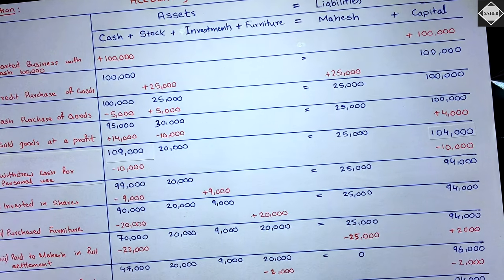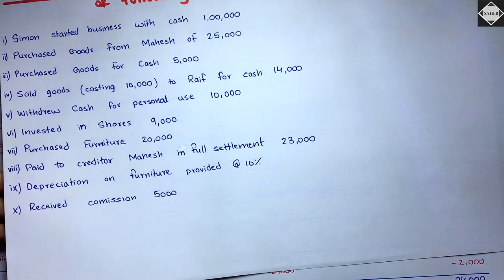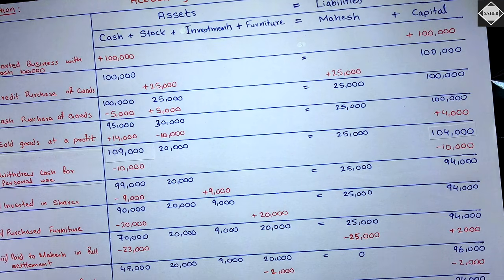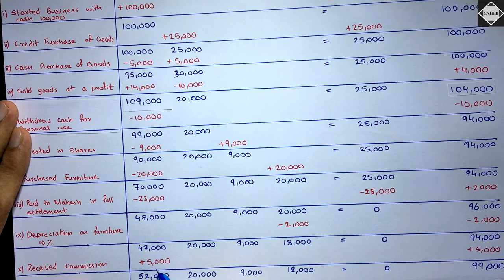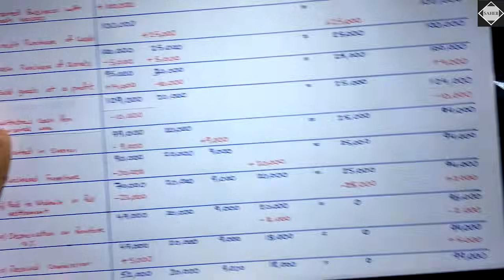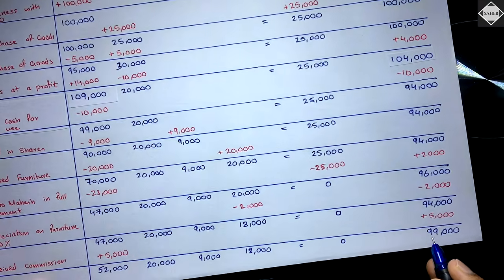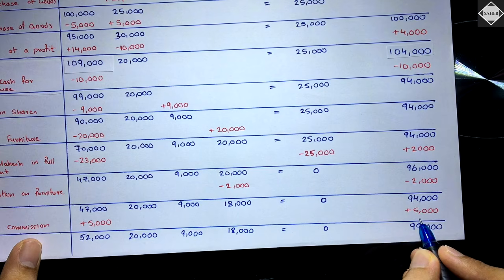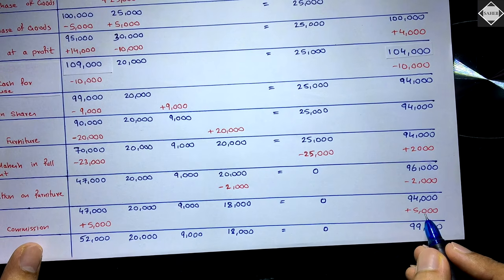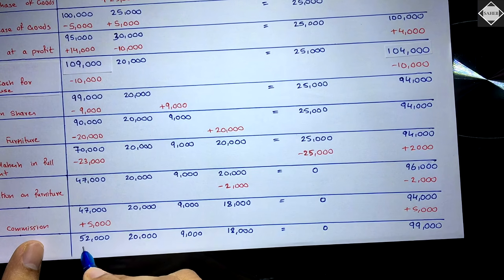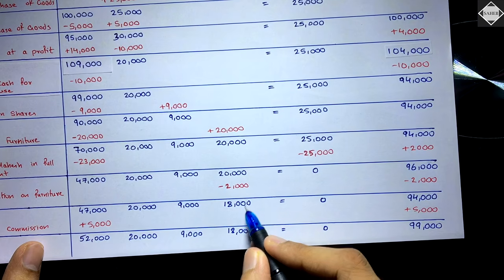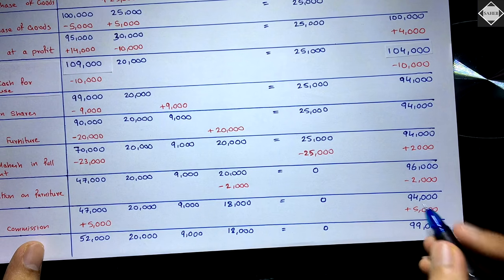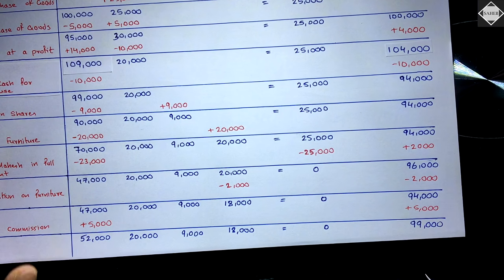The next transaction is received commission 5,000. Yeah, the last 10th transaction. So received commission means what? Income, cash is increasing by 5,000 and it's an income now. So capital is also increasing by 5,000. Is that clear? So 47 plus 5, that's 52. 20 as it is, 9 as it is, 18 as it is. 94 plus 5, that is 99,000.